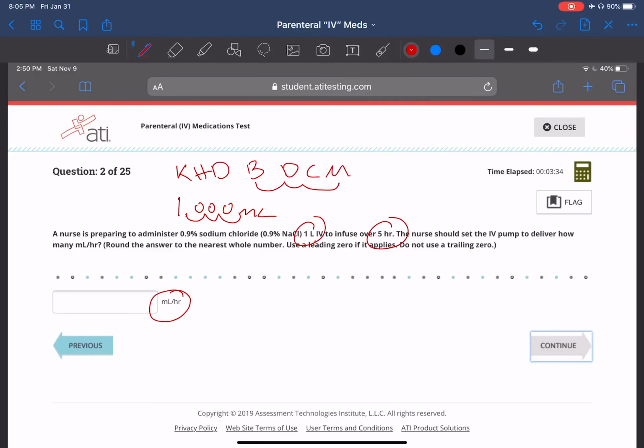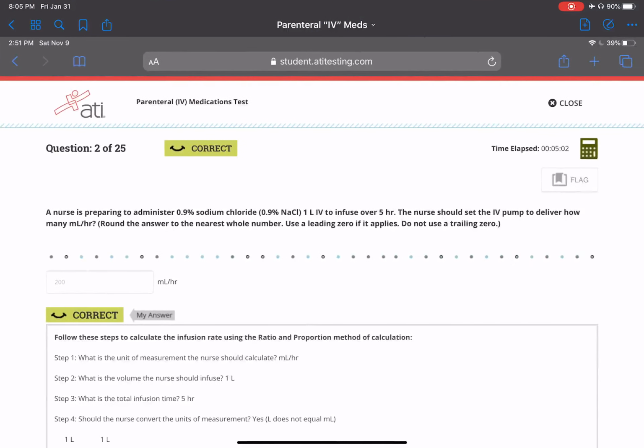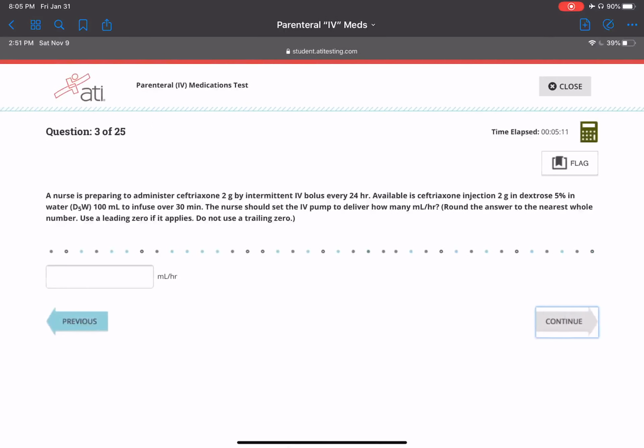If you look at this, you always attach the numbers that are together. So it says 1 liter to infuse over 5 hours, so we change that to mL. So it's 1,000 mL per 5 hours. And if you look at the way it's asking, they want mL per hour, so obviously they want it per 1 hour. So you're just dividing that 1,000 by 5. On your calculator, 1,000 divided by 5 equals 200. Since it says mL over hour, we already have that. So let's see if that 200 is right. And yes, that's the correct answer.